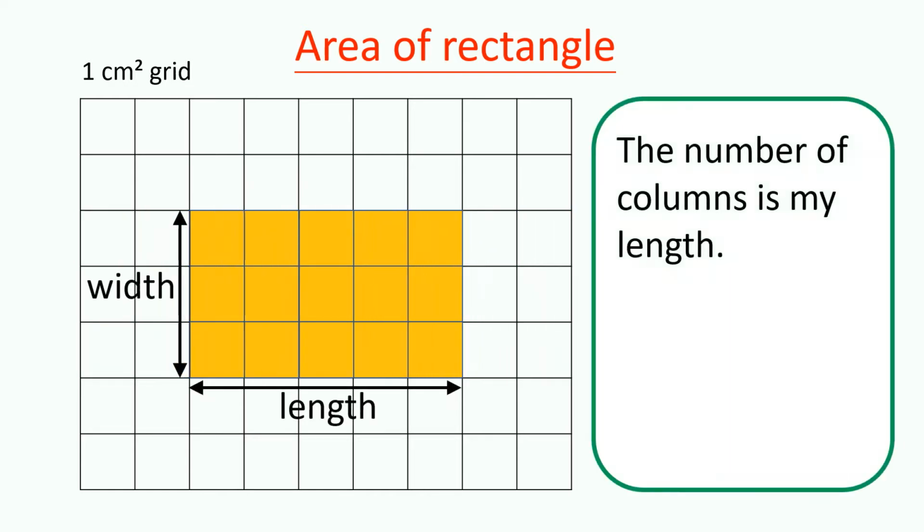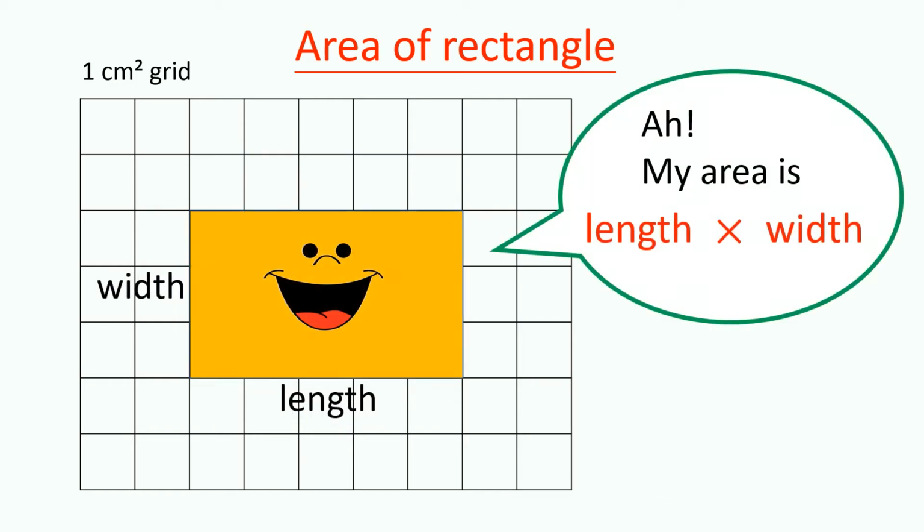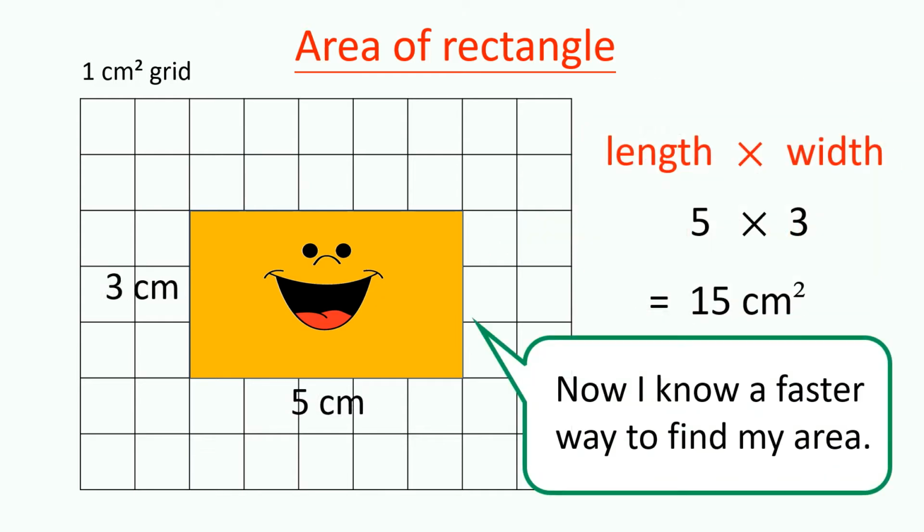The number of columns is my length. The number in each column is my width. My area is length times width. Now I know a faster way to find my area.